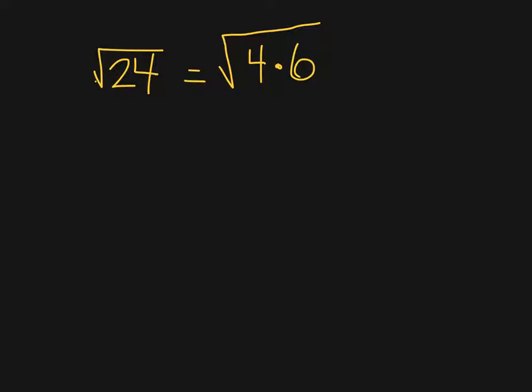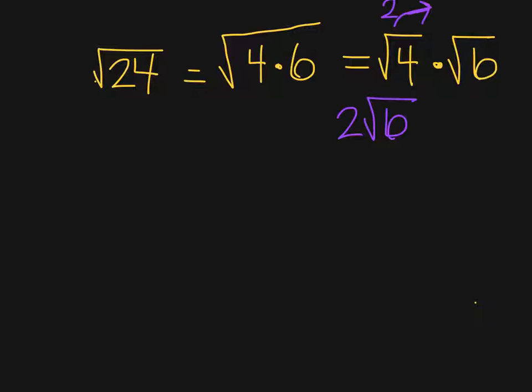4 is a perfect square, so we can do what's called extraction. We can remove it from the root. So I will rewrite this as root 4 times root 6. Doesn't matter if we have two separate roots or both under the same root, same thing. So I'm going to come over here and I'm going to extract. I'm going to ask myself, what is the square root of 4? That's 2. 2 times 2 is 4.